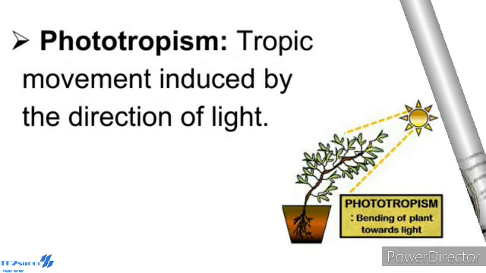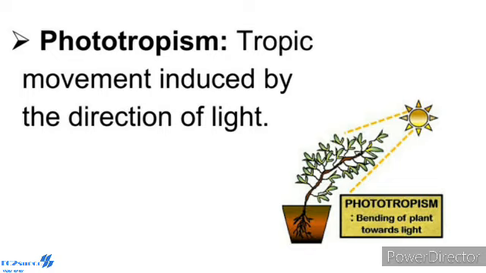Another one, phototropism, tropic movement induced by direction of light. The tropic movement taking place in response to a light stimulus is called phototropism. Some of the plant parts such as stem, branch, leaves, and pedicel of flower move towards the stimulus of light and are said to be positively phototropic, while others such as root and rhizoid, which move away from the stimulus of the light, are called negatively phototropic.